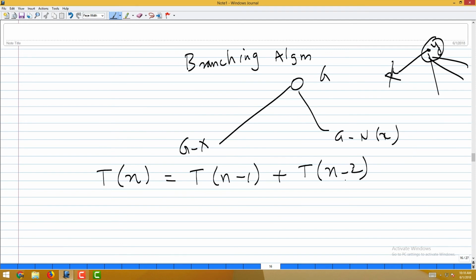Does this look familiar? Recurrence, Fibonacci recurrence, what is the solution? Golden ratio, what is the golden ratio? Yeah, 1 plus square root of 5 by 2. Okay. So, that is like 1.618. So, this solves to 1.618 power n, big improvement from 2 power n, and we have not done anything, right.